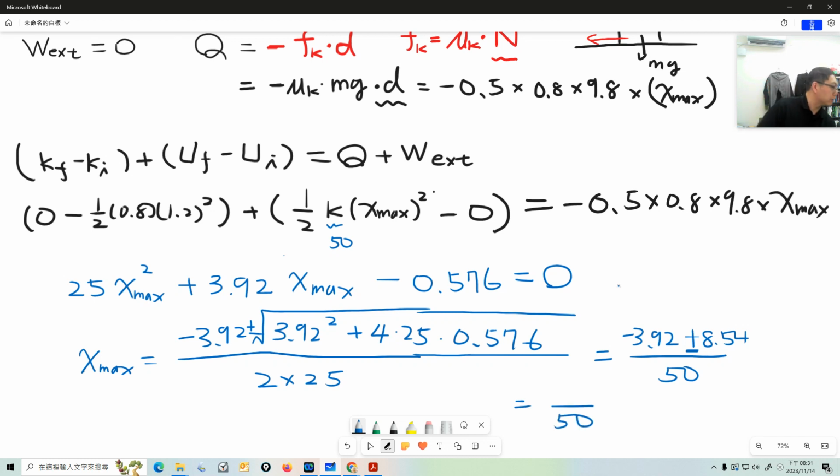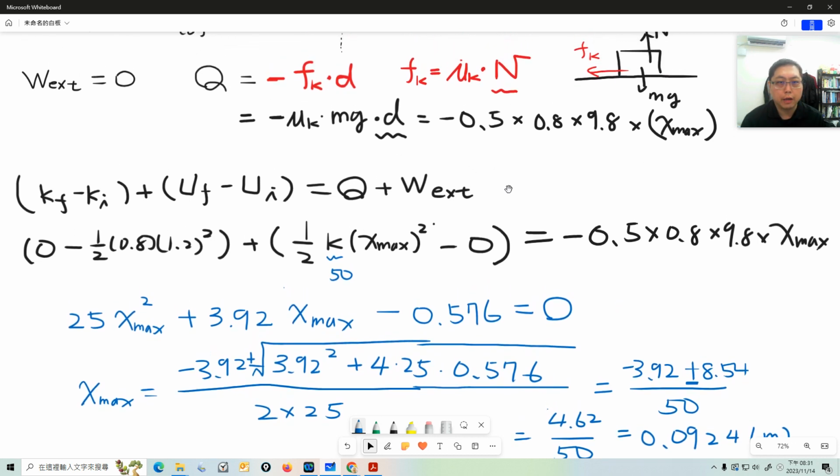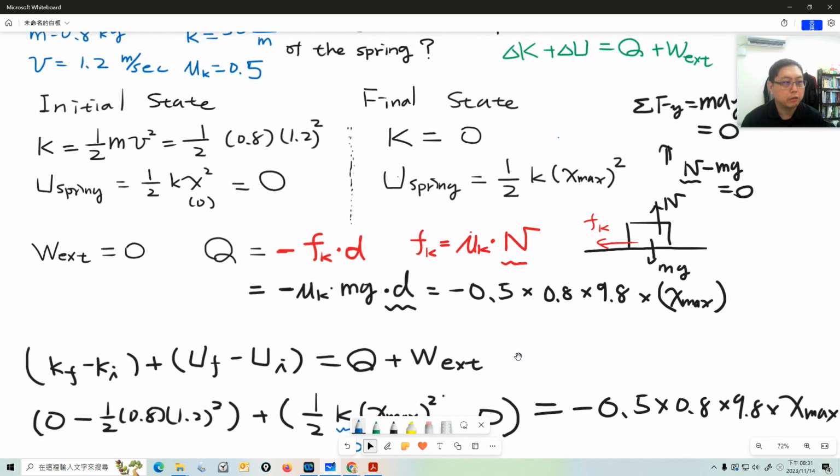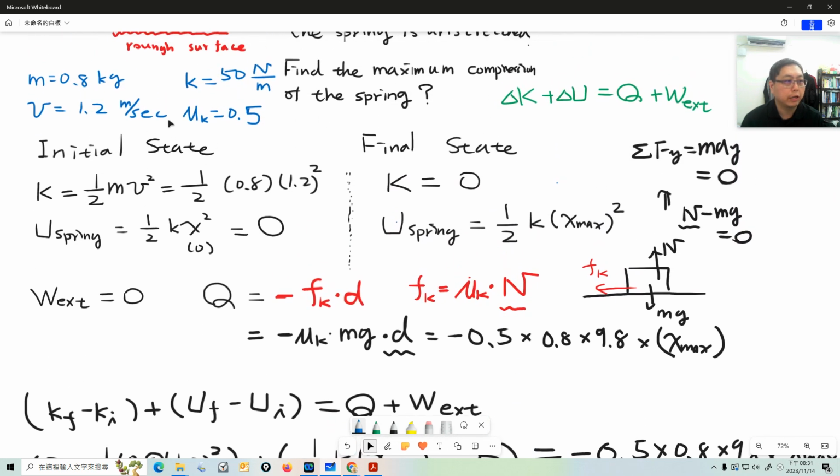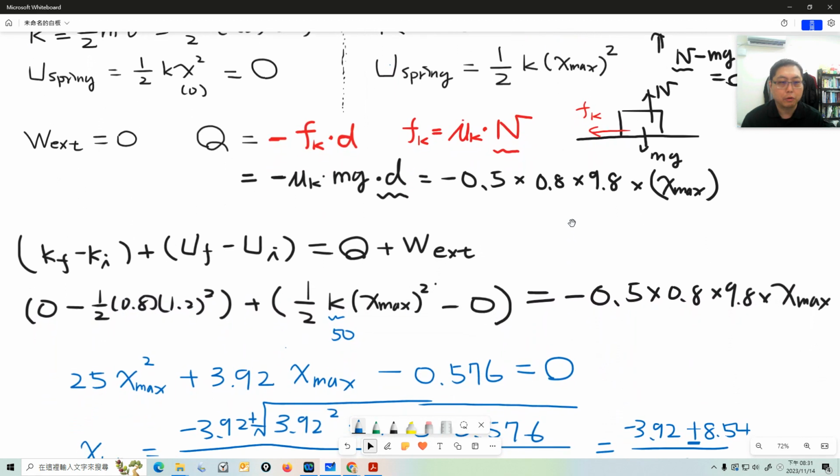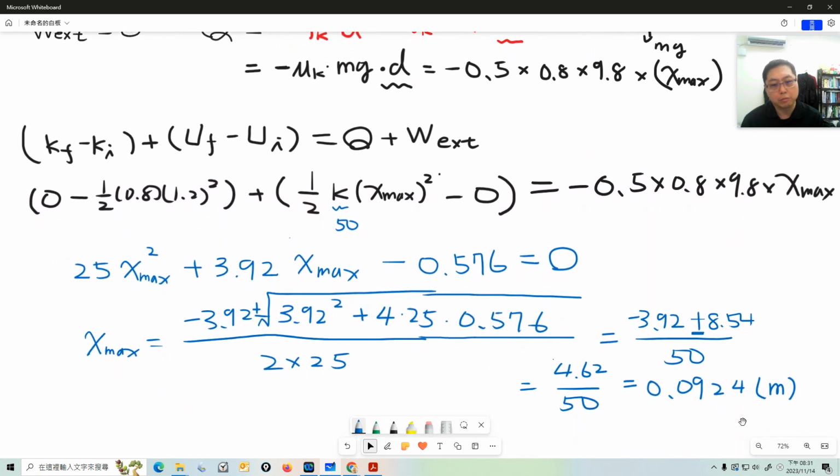So the value is 4.62 over 50, which is 0.0924, and the unit is meter. Don't forget the units, because we are using the MKS system. The MKS system is meter, kilogram, second, with Newton as the unit of force. Under this system, the unit of length is meter.